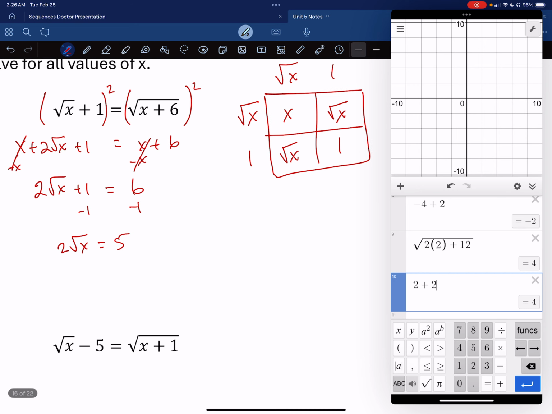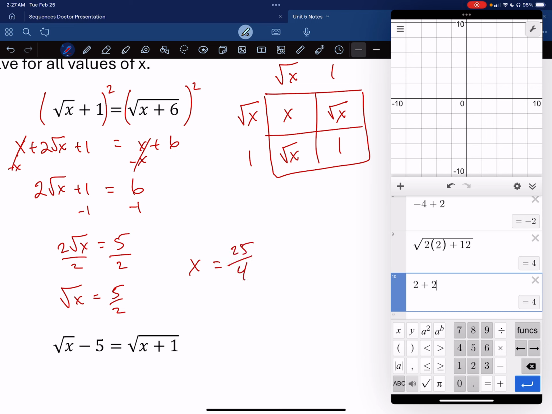If I divide by 2 on both sides, we get the square root of x equals 5 over 2. Let's give it as a fraction. Square both sides. We're going to end up with, sorry, 5 squared is 25. 2 squared is 4. Now we just need to double check our work, double check our answer.